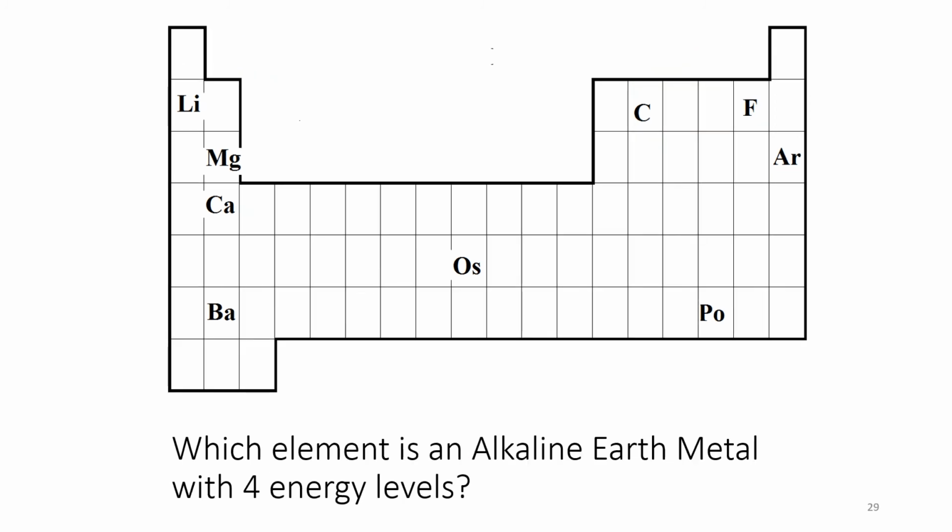which is an alkaline earth metal with 4 energy levels. So alkaline earth metals, it's got 2 parts to its name, therefore it has to be group 2. But I need to figure out which one of these 3 in group 2 has 4 energy levels. Therefore, I have to remember that the energy levels are related to my periods. So I would count my periods down, and I would see that the only element in group 2 that has 4 energy levels is calcium.